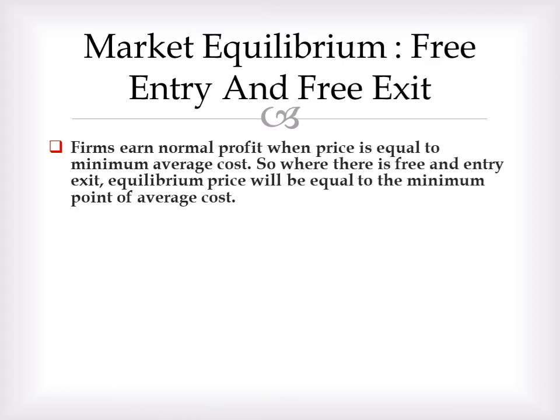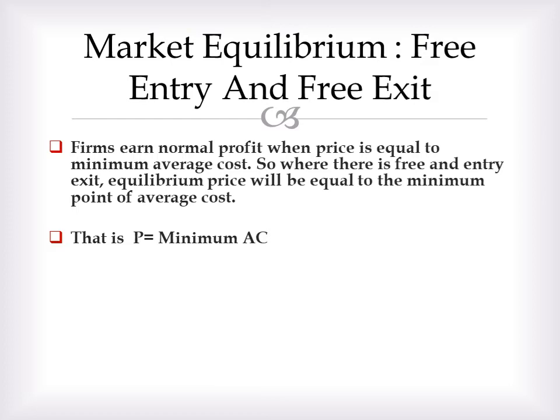A firm earns normal profit when price is equal to minimum average cost. Where there is free entry and exit, equilibrium price will be equal to the minimum point of average cost. That is, the price must be equal to the minimum of AC. AC means average cost. For earning normal profit, the price should be equal to the minimum of average cost. Then only can the firm enjoy normal profit.